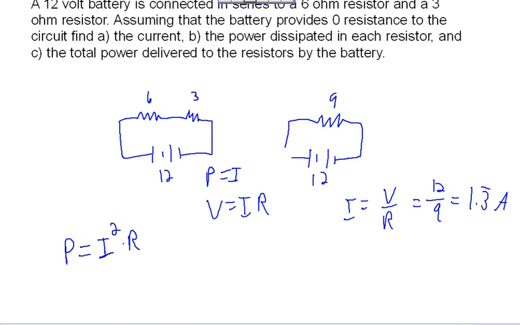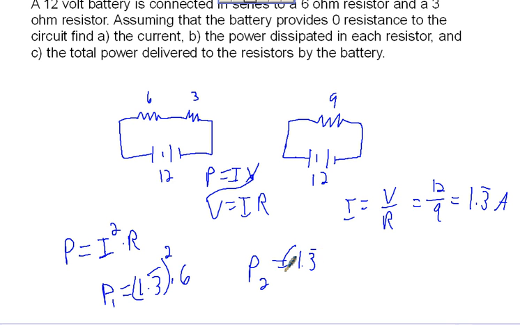So P equals this current squared times the resistance for 6, and that gives us the power for this one. Squared, that should be squared, I forgot to write that. And then the power over the second one would be 1.3 repeating squared times 3. So then what does this one end up being? P1 is 10.14 and P2 is 5.07.